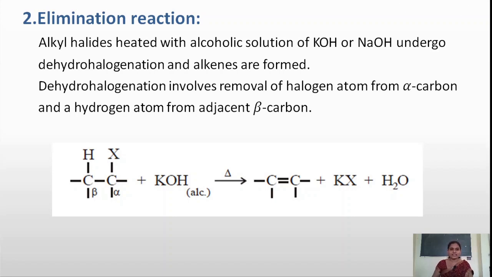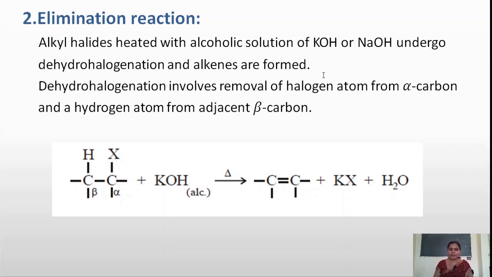So we will go with the statement of the reaction. In elimination reaction, alkyl halides heated with alcoholic solution of KOH or NaOH undergo dehydrohalogenation and alkenes are formed. So the product of this reaction is the alkenes, and this reaction takes place through dehydrohalogenation. There is a removal of hydrogen and halogen. Dehydrohalogenation involves removal of halogen atom from alpha carbon and hydrogen atom from adjacent beta carbon.